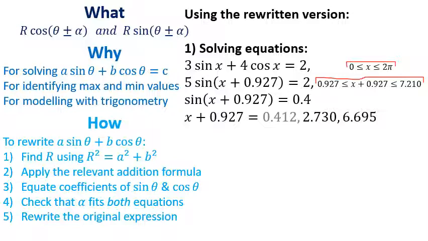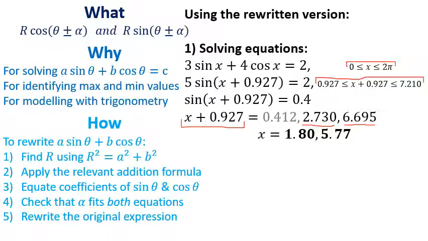So 0.412 plus 2 pi gives me 6.695. If I do 2.73 plus 2 pi, it gets me an answer bigger than 7.21, so that one's outside the range. These two are the only two valid solutions that I've found. But remember, these two are solutions to x plus 0.927. So these are the values of x plus 0.927. To get the values of x, I need to subtract 0.927 from each of them.